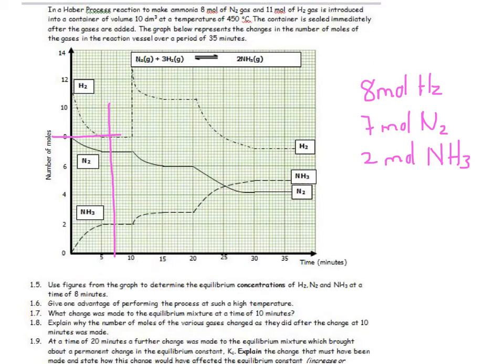Give one advantage of performing the process at high temperature: it will increase the rate, so it will go faster. So we're going to increase the rate.